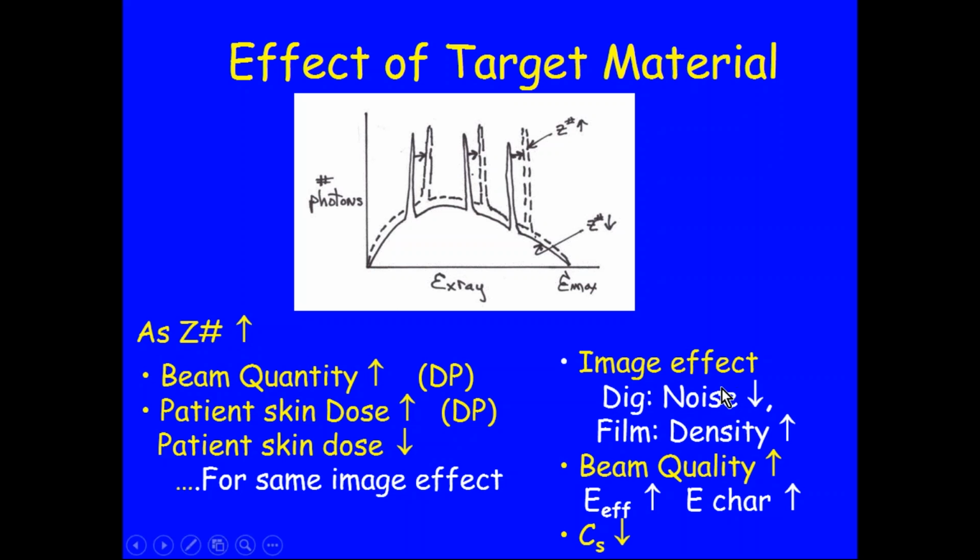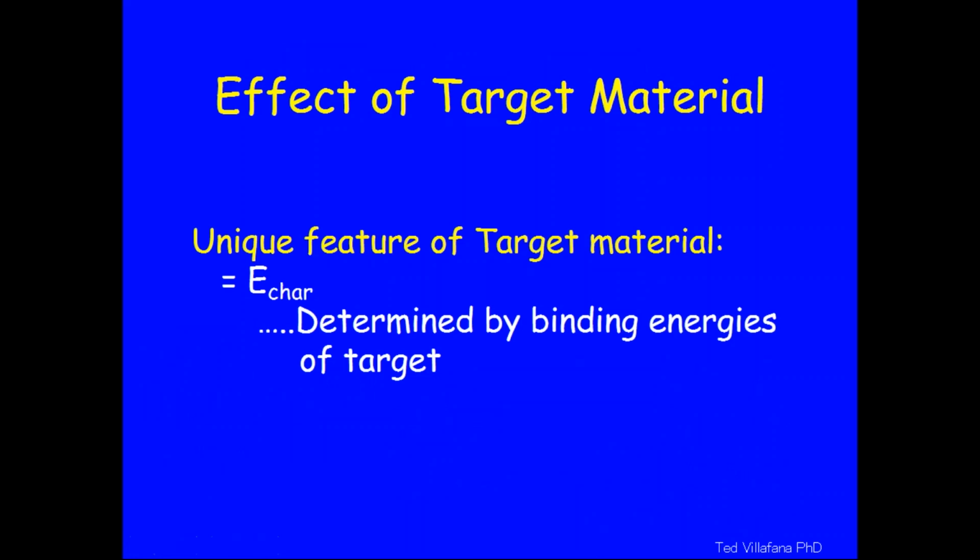Noise always goes in the opposite direction as output, as beam quantity. Beam quality goes up because now you have those higher energy characteristic radiations. You may not have changed the Emax, but you are going to have a change in E effective, because of the additional contributions of the higher energy characteristic radiations. And in general, if the effective energy goes up, then the subject contrast goes down. But the unique feature here is you change the characteristic radiation energies.